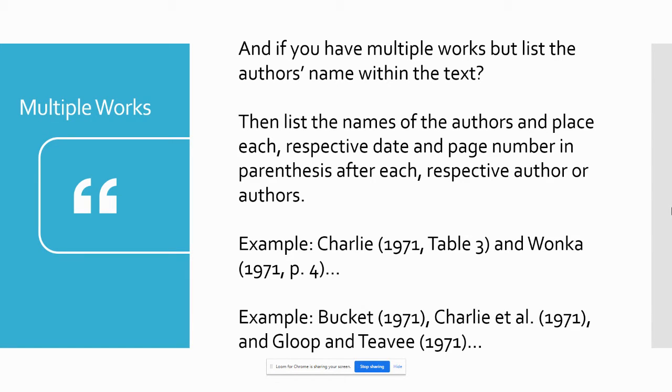If you are using the author's names within your text, then list the names of the authors within your sentence and place each work's respective date and page number in parentheses after each respective author or authors, not all at the end of the sentence. Here are some examples below.